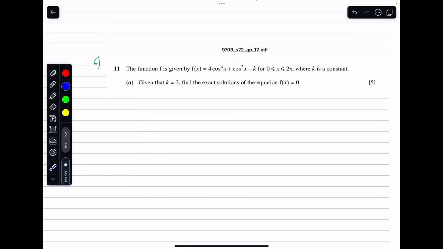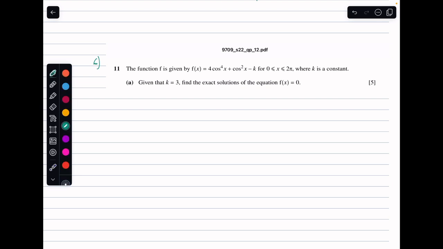So question 6 is from summer 2022 paper 1 variant 2, and it's question number 11 in the paper, and the question says the function f is given by f of x equals 4 cos to the power 4 x plus cos square x minus k for 0 to 2 pi, where k is a constant. Given that k is 3, find the exact solution of the equation f of x equals 0. So f of x equals 0. Let's start solving this question.